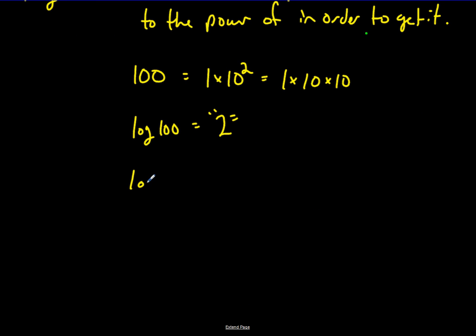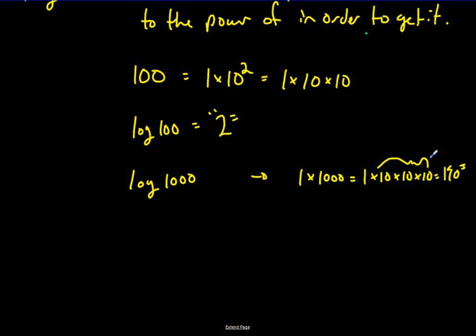What is the log of 1,000? Well, to get 1,000, I need 1 times 10 times 10 times 10, or 1 times 10 to the 3. So the log of 1,000 is 3. Okay? So it's got to be, what do you think? Yeah, there it is. 3. So logarithms are actually pretty easy.